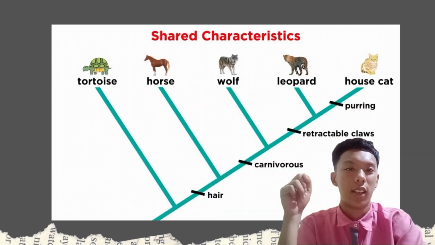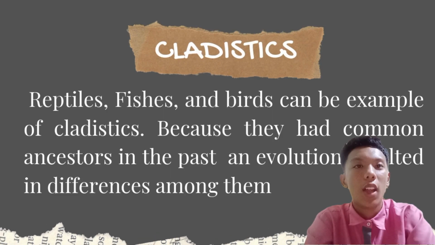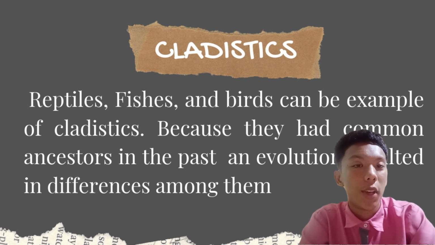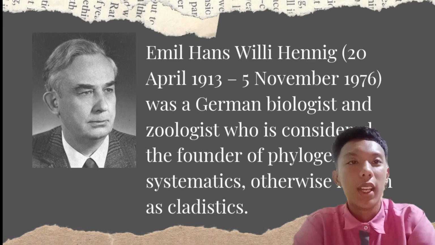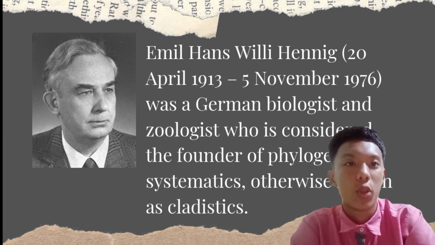Now, this is an example of cladistics. Reptiles, fishes, and birds can be examples of cladistics because they had common ancestors in the past and evolution resulted in differences among them. Emil Hans Willi Hennig was a German biologist and zoologist who is considered the founder of phylogenetic systematics, otherwise known as cladistics.